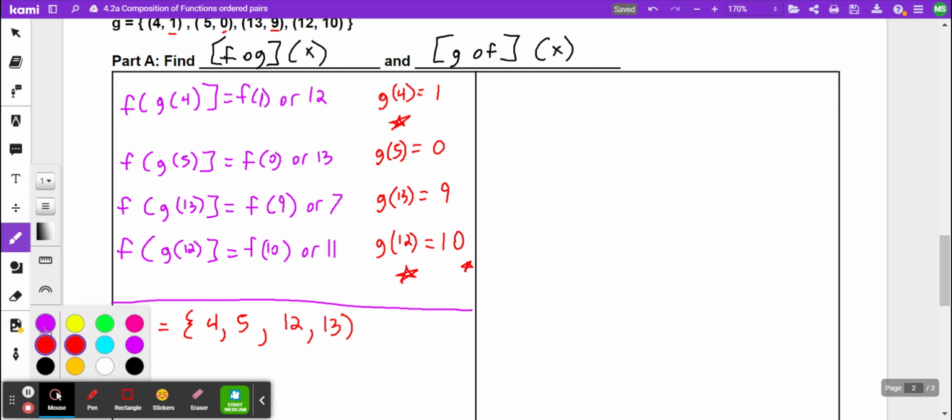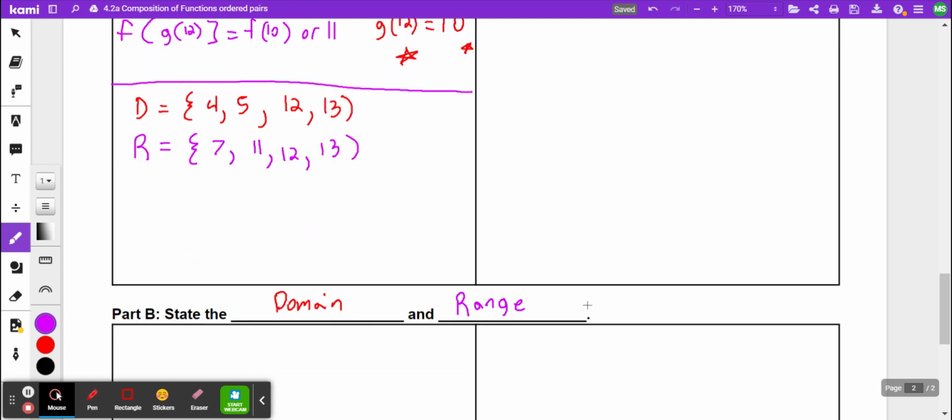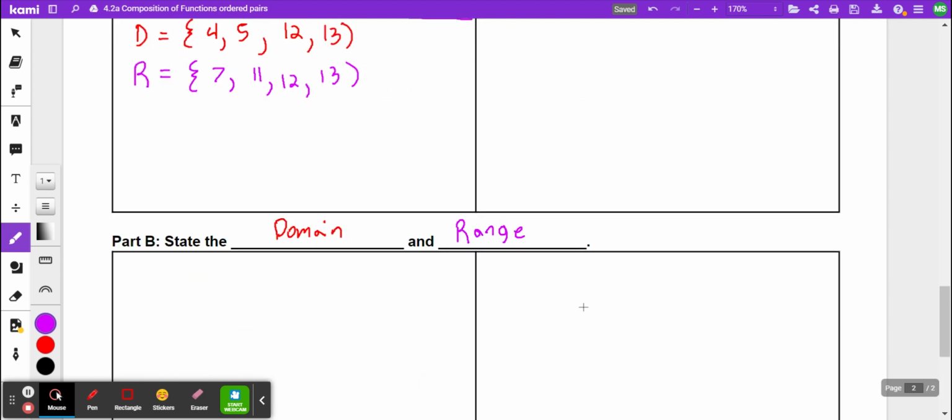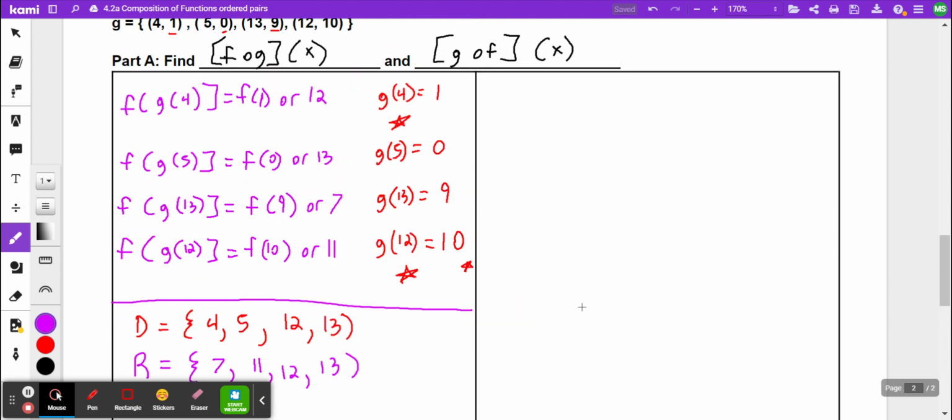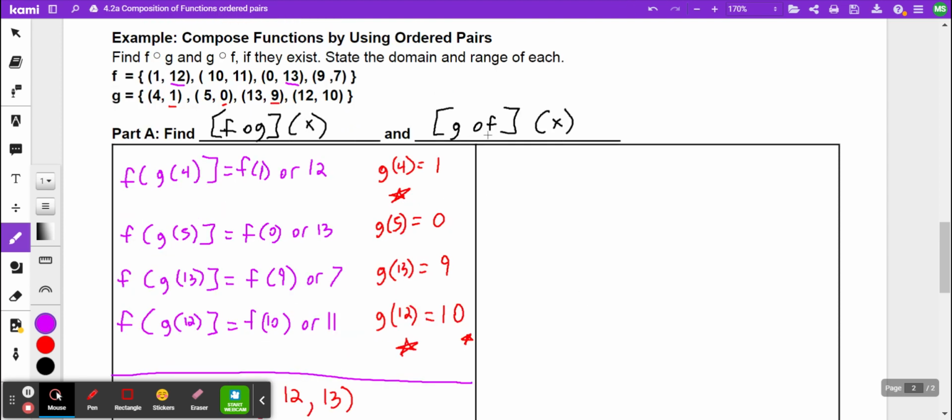Now, the range is going to be our final output. What did we finally get out? Well, I got 12, 13, 7, and 11. Well, put it in order: 7, 11, 12, and 13. And so that's this final part right here. Turns out we didn't really need all that space. And that's okay. Now, we're going to do the same thing, g of f.